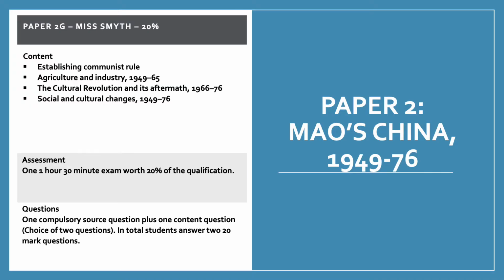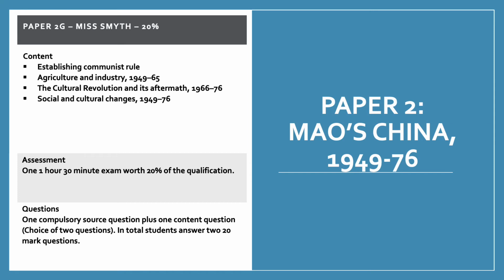In terms of paper 2, it is delivered by Miss Smythe and is worth 20% of the course, and that looks at Mao's China from 1949 to 76, looking at establishing a communist rule, agriculture and industry, the Cultural Revolution and its aftermath, social changes from 1949 to 1976. It's assessed via a 1-hour and 30-minute exam. As I said, it's worth 20%.